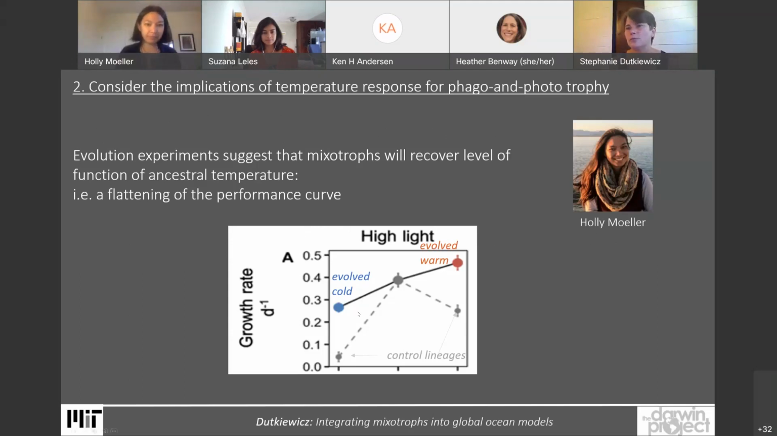And then the blue and the red are the types that they've been allowed several hundred generations of evolving in those different temperatures. And you can see how they've flattened that response curve. They've tried to bring themselves back to the growth rate that they had at their old temperature.